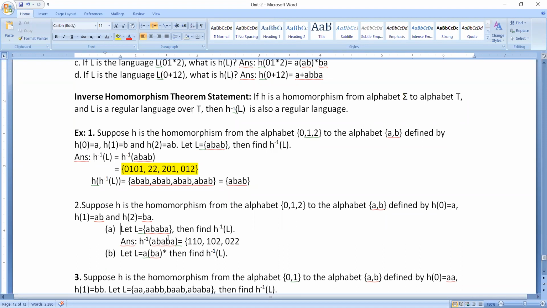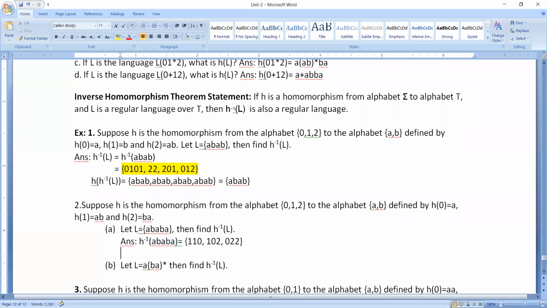AB has also been done. Now please observe, I hope no other possible combinations we are going to get. Okay, so this is what our result is. Now let's try to apply the homomorphic function for this. Here we are going to find out H of H inverse of L.